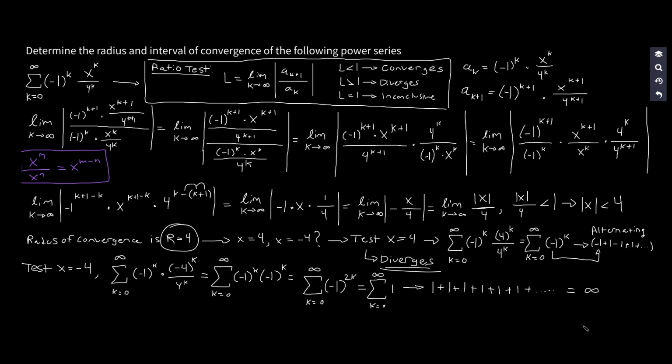We're not getting closer and closer to 0. So this is not going to add up to a finite sum. It's not going to converge. That means it's going to diverge. So testing x equals negative 4 diverges. And so that means that this diverges by the divergence test.